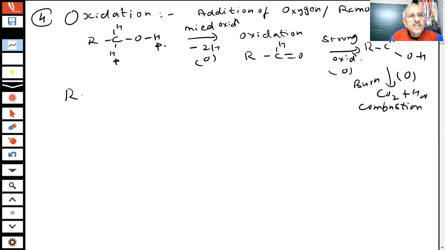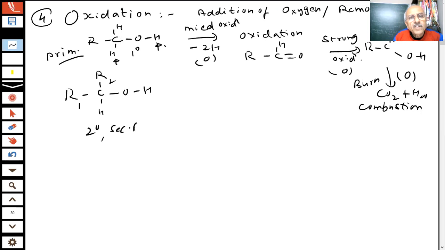And if I have this type of alcohol, R1, R2, H, OH. This is also alcohol. What type of alcohol is this? Secondary alcohol. Okay, you said, sir, oxidize kar dete hain. Look, let me do the oxidation. What will you do? You said remove this hydrogen. Remove this hydrogen. So minus 2H.